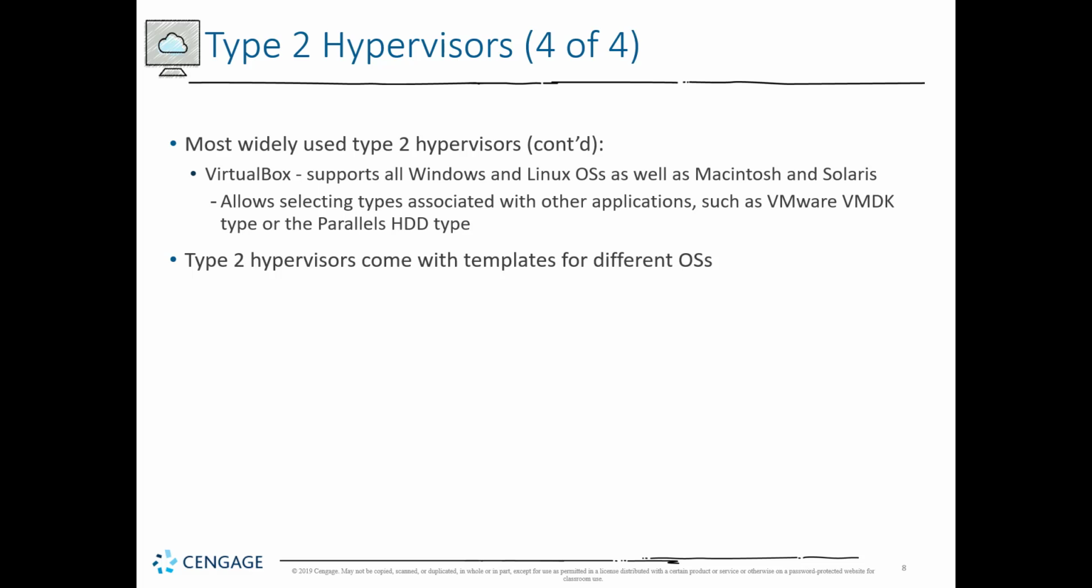And it's free. And again, you get what you pay for. So it may not be the best, but it is what's out there. Other type 2 hypervisors come with templates for different operating systems. Some work better than others. Some are more feature-rich than others. It just really depends on what you pay for. VirtualBox is one of the more common ones because it's free, but it doesn't have all the same features you might find in VMware Workstation.